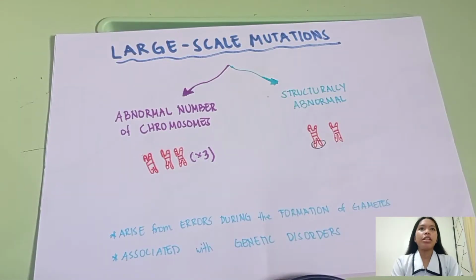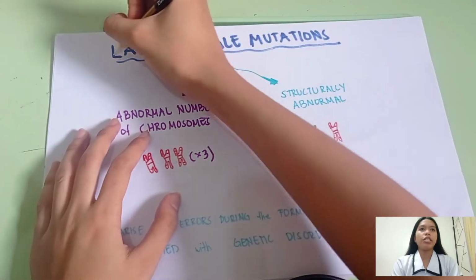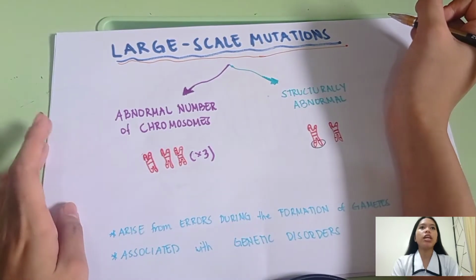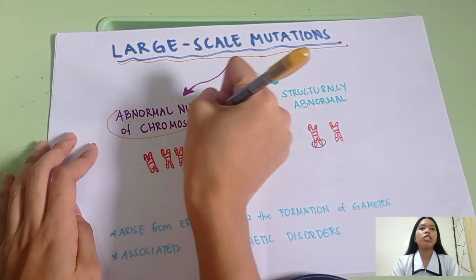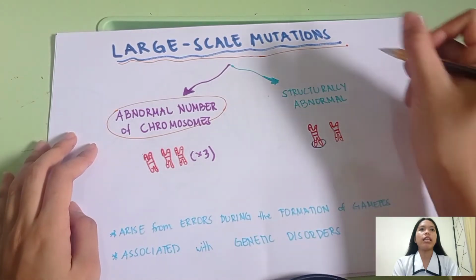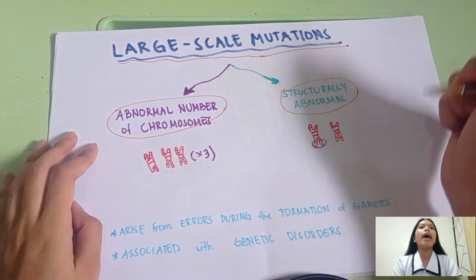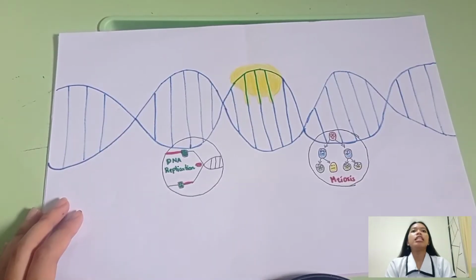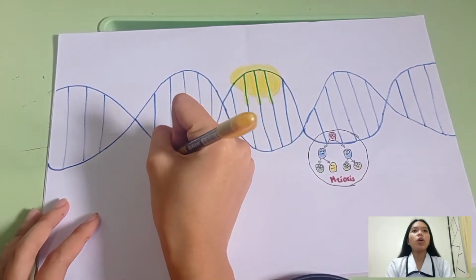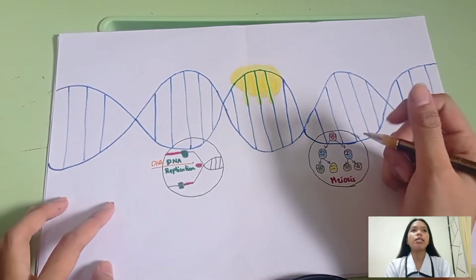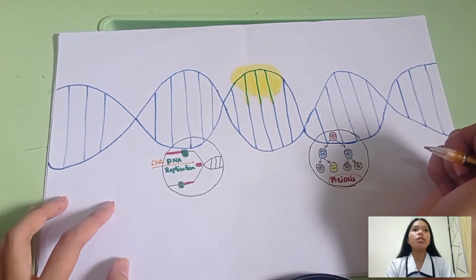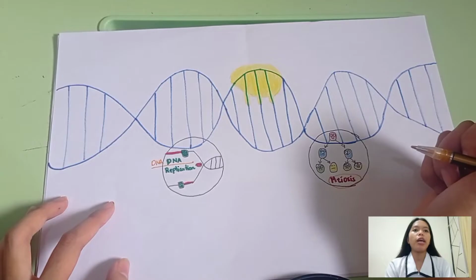Now, let's shift gears and look at large-scale mutations, which include having an abnormal number of chromosomes or structurally abnormal chromosomes. These mutations are most commonly connected with genetic abnormalities because they occur as a result of errors during the production of gametes. Let's start with an abnormal number of chromosomes. We have noted that there are susceptible moments for mutation, such as during DNA replication, but there are also vulnerable times, such as during meiosis.